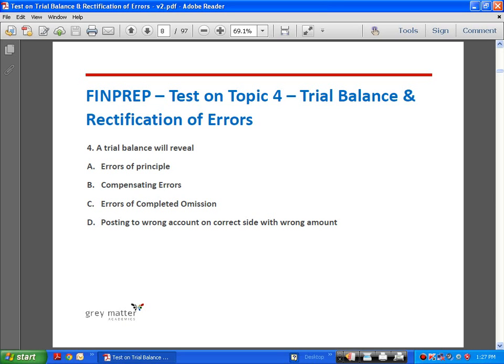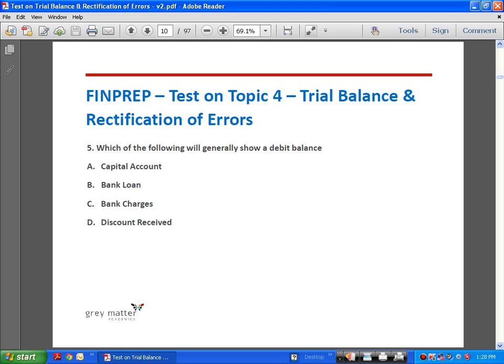Okay, so let us say machinery has been purchased for 10,000 rupees, but furniture account has been debited with 9,000 rupees. So here the account is wrong, but it is on the correct side, but the amount is wrong. So when the credit is for 10,000 rupees and the debit is for 9,000 rupees, your credit side is overstated by 1,000 rupees, and hence the trial balance will not agree. So the trial balance will reveal such errors. Answer is D.